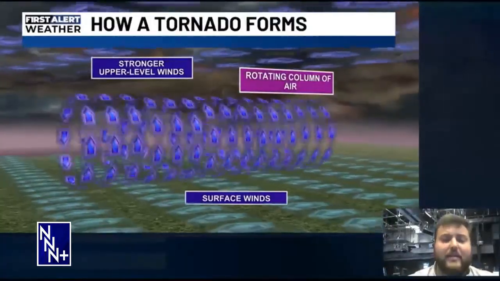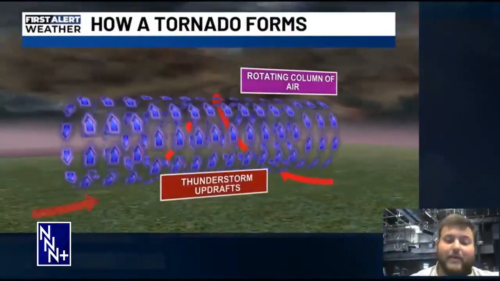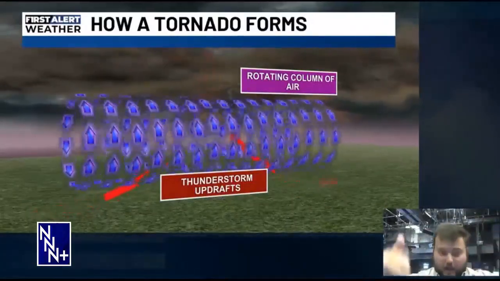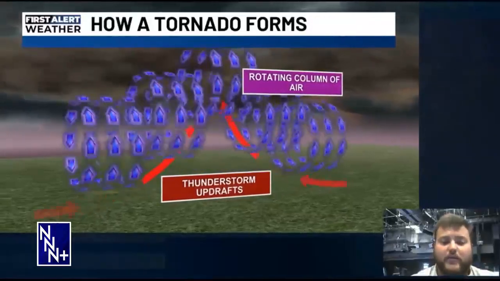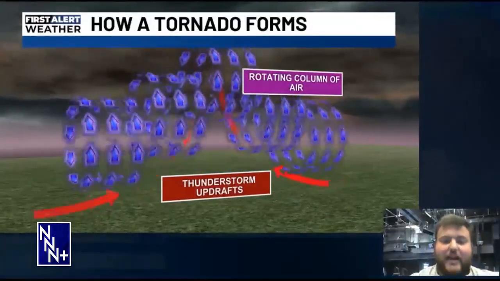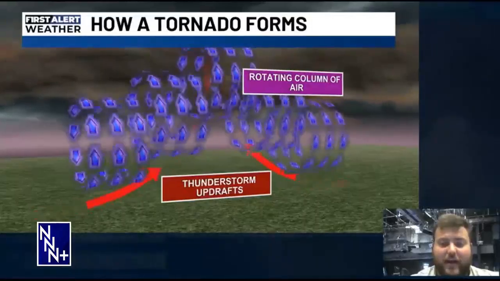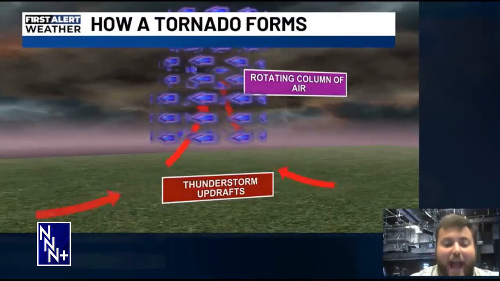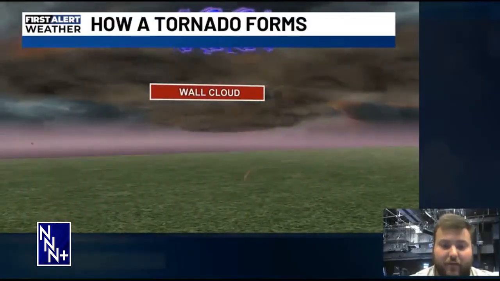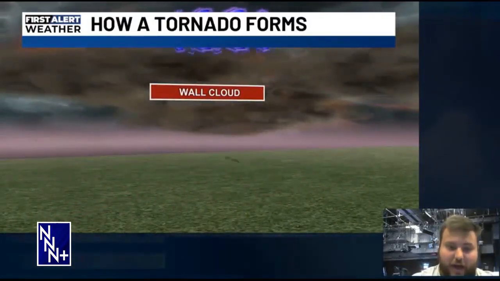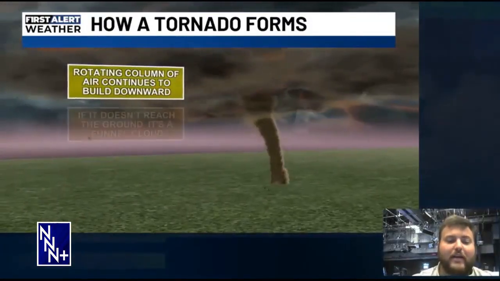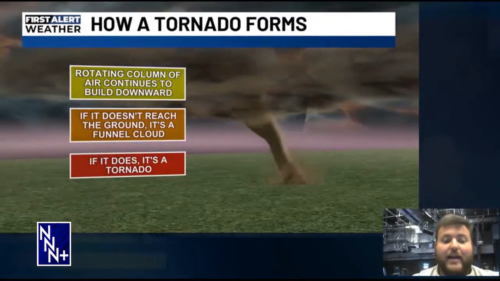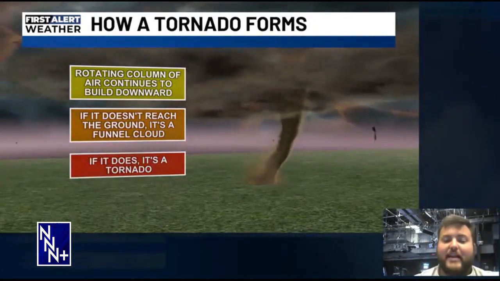Stronger upper level winds create a rotating column of air. But once again, you need that updraft to also transform it from a more horizontal rotation to a more vertical rotation. As that updraft continues, it helps to make it upright and create that thunderstorm updraft and that rotating column of air. As that is happening, we're starting to see a wall cloud form, and eventually a funnel cloud starts to fall out of that wall cloud. The rotating column of air continues to build downward. If it doesn't reach the ground, it is known as a funnel cloud. If it does touch down, it is a tornado.